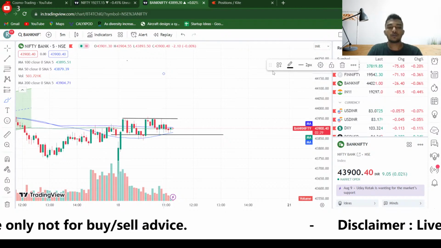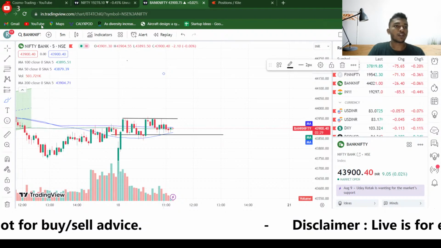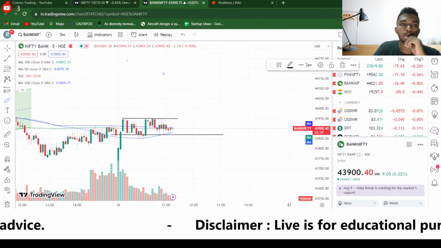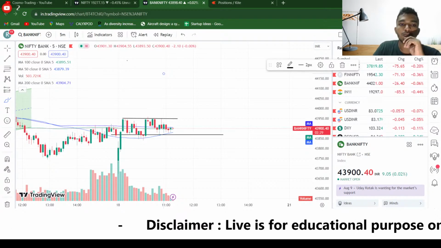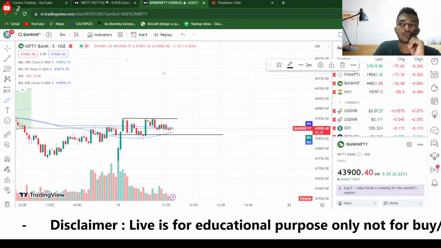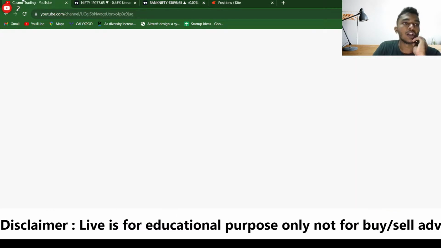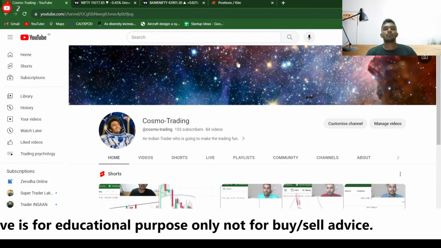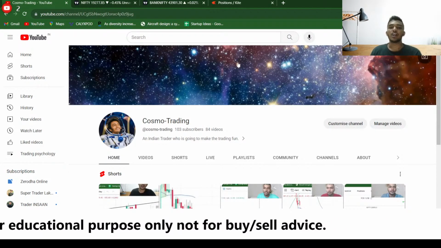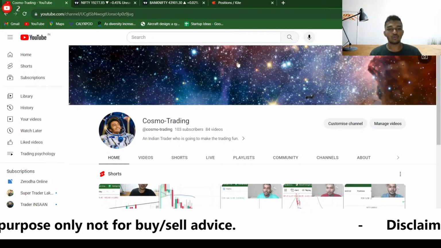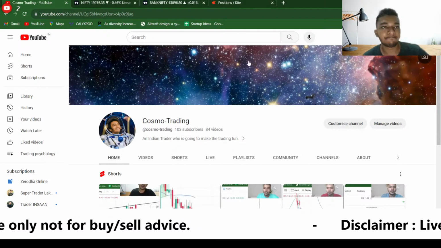Give me one second, guys. I have to change something. I'll do it here itself. So we know, guys, today is day 9 of the challenge, and we are aiming to convert 15,000 capital to 1 lakh. So let's make the trading fun.